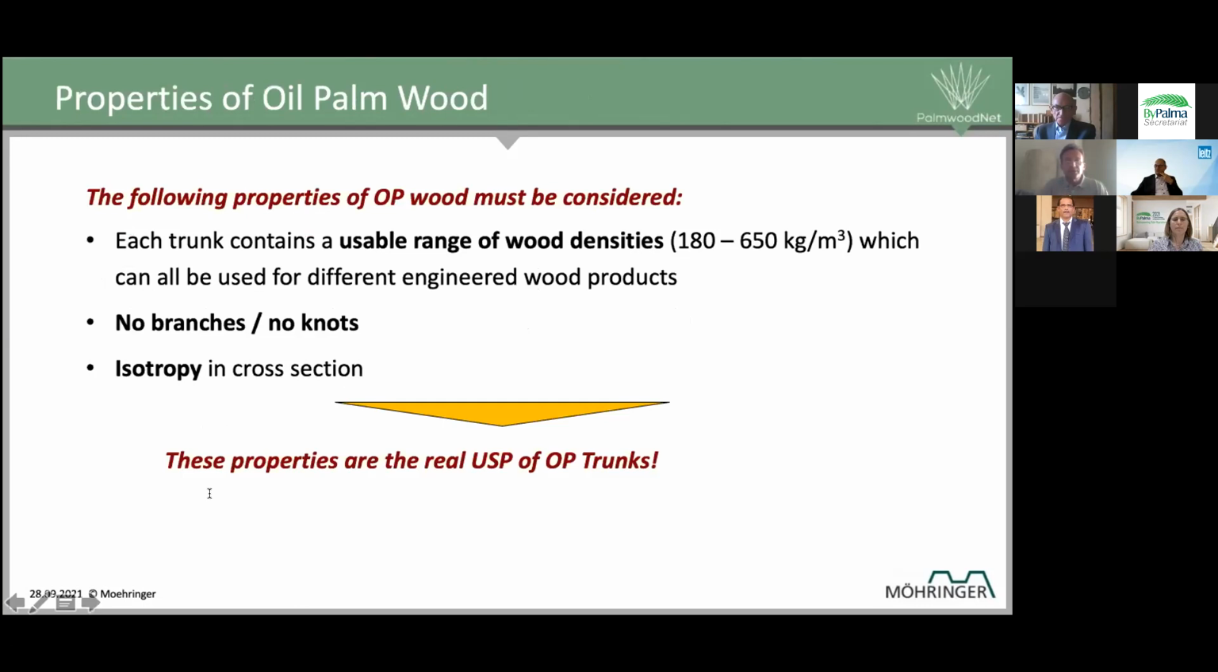Following the properties of OPT, we have to consider the wide range of wood densities between about 180 and 650 kilograms per cubic meter. Then, of course, the properties: we don't have branches, we don't have knots, we don't have cracks like a normal timber. We have this isotropic distribution within the trunk, and these properties lead to the final product range.